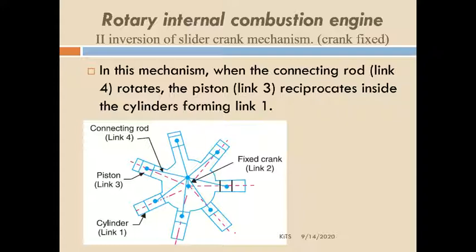Here also we have 4 links: one fixed link, one connecting rod, one crank, then the piston. Even though multiple pistons are there, that is counted as one. Even though multiple connecting rods are there, that will be counted as one. Even though multiple cylinders are there, that will be counted as one.